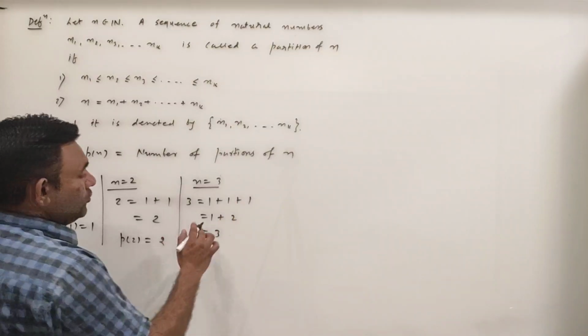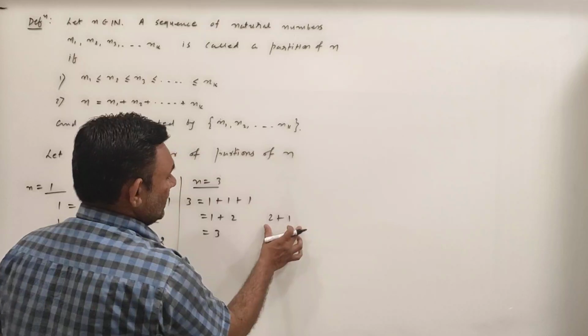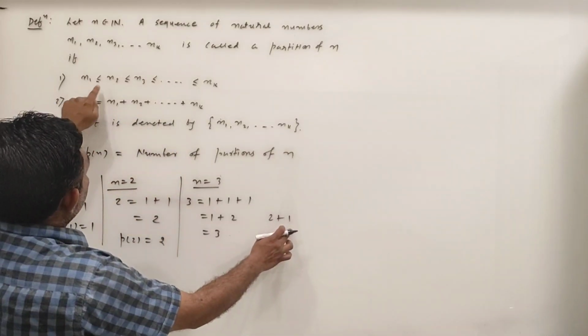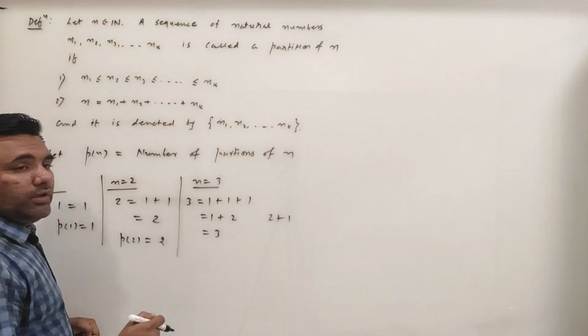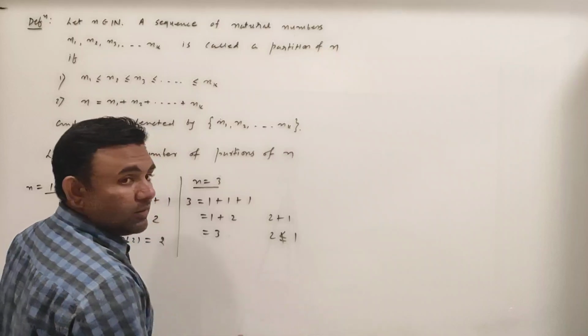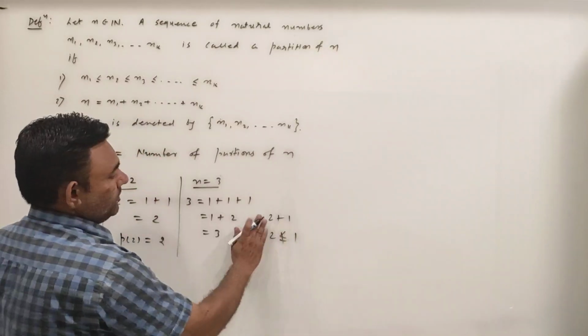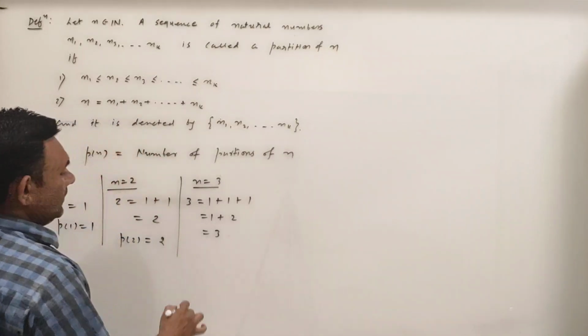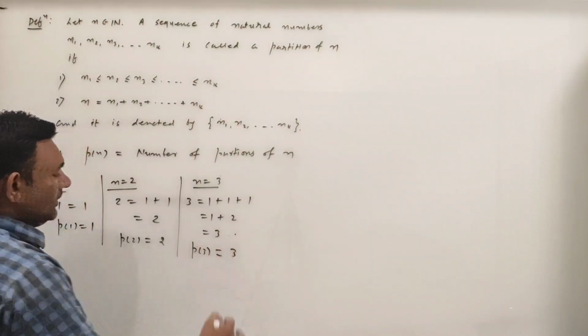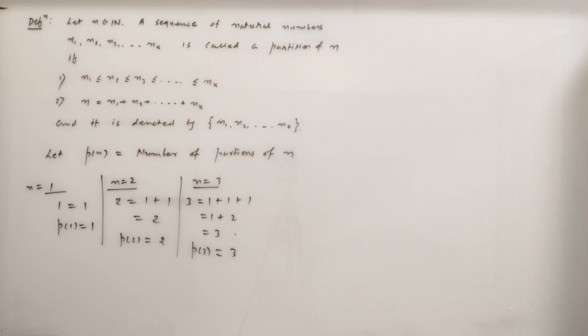Yes, see, 2 plus 1 is also 3, but it is not allowed because here n1 is 2 and n2 is 1. So n1 should be smaller or equal to n2. Here 2 is not smaller than 1. So that's why this way is not allowed. Right? So P3 is what? P3 is 3 partitions.